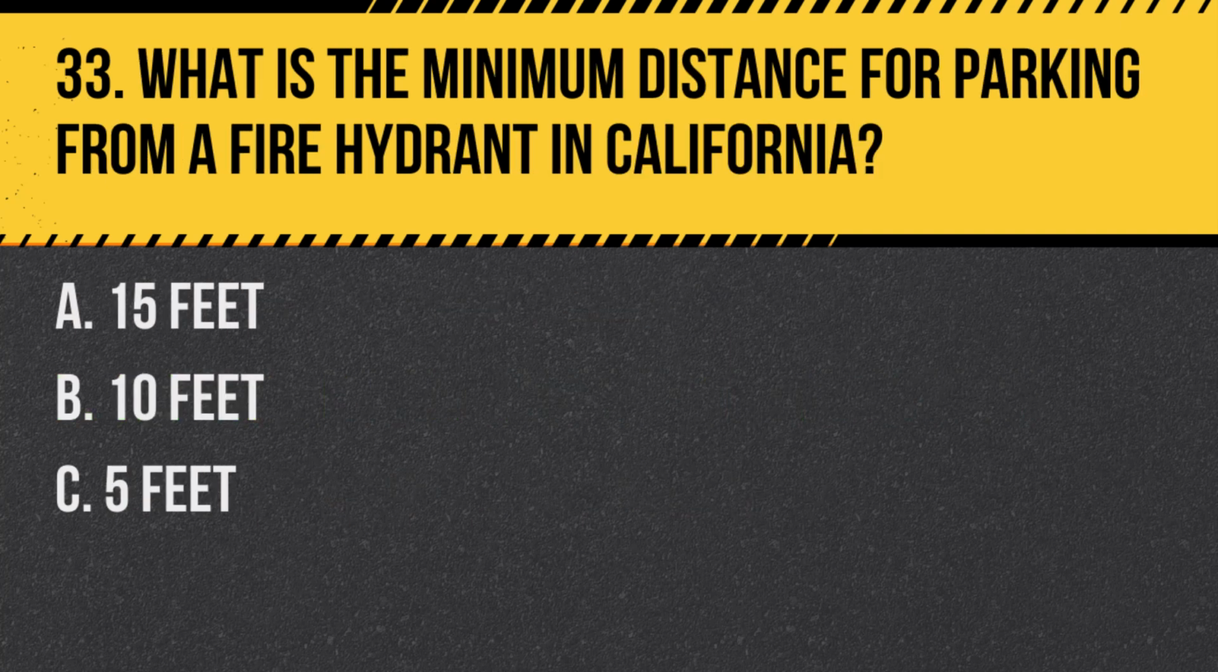Question 33. What is the minimum distance for parking from a fire hydrant in California? A. 15 feet. B. 10 feet. C. 5 feet. Answer: A. 15 feet. In California, the minimum distance for parking from a fire hydrant is 15 feet.